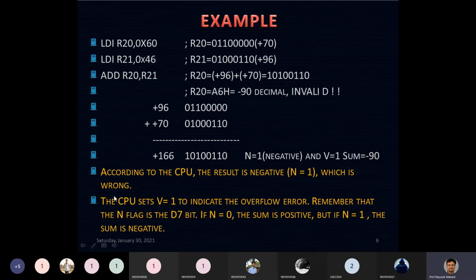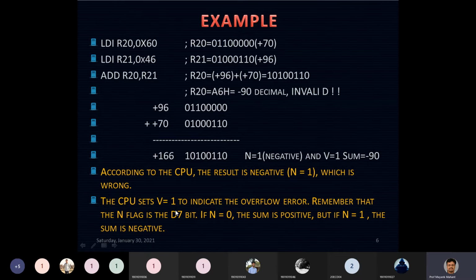So N is equal to 1, which is wrong. It is not actually a negative number, but it is 166. So there is an error. The CPU states that V is equal to 1 to indicate that overflow has occurred. So after that we need to check the V flag. If the V flag is equal to 1, then we need to take a correcting action.